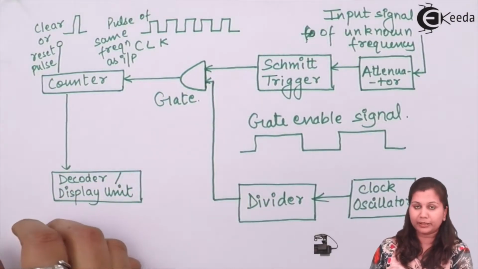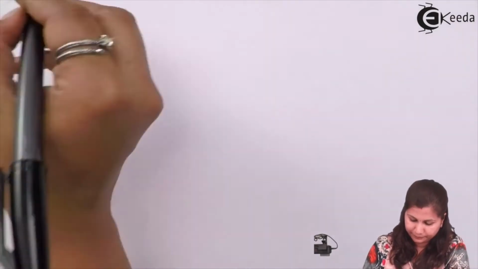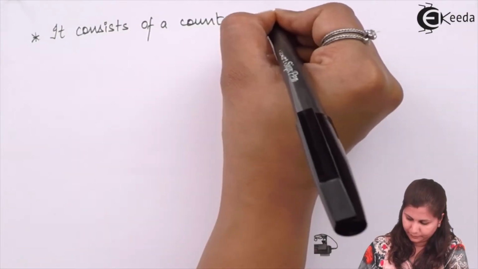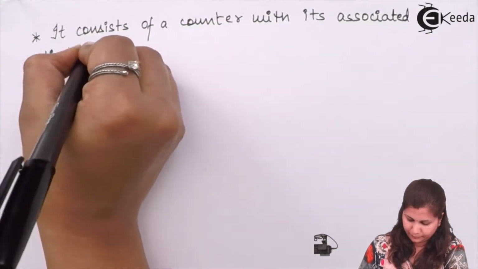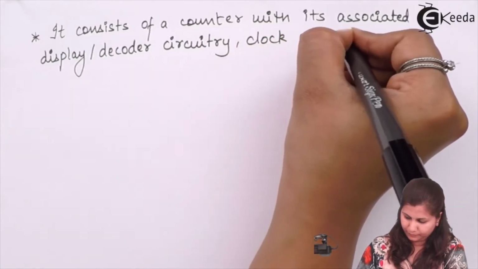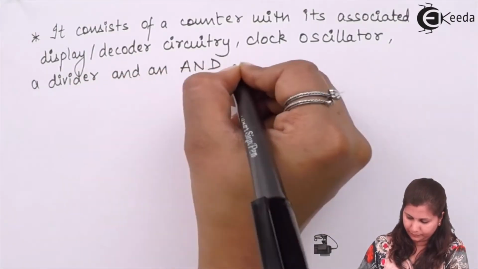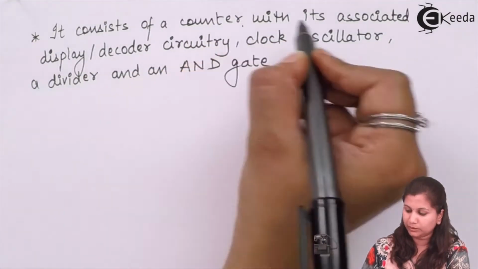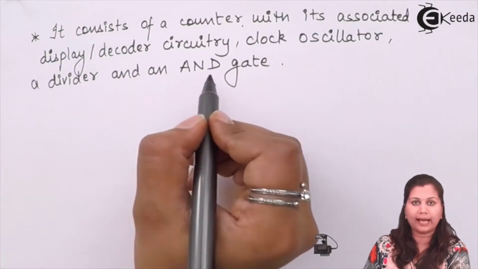Let us study the different parts of this block diagram in detail. The different components of the block diagram were a counter with its associated display and decoder circuitry, a clock oscillator, a divider and an AND gate.